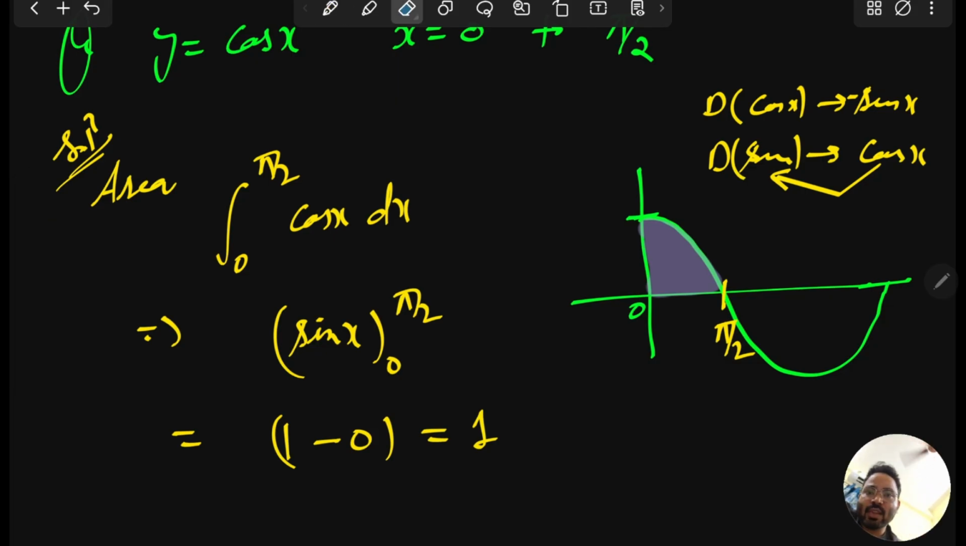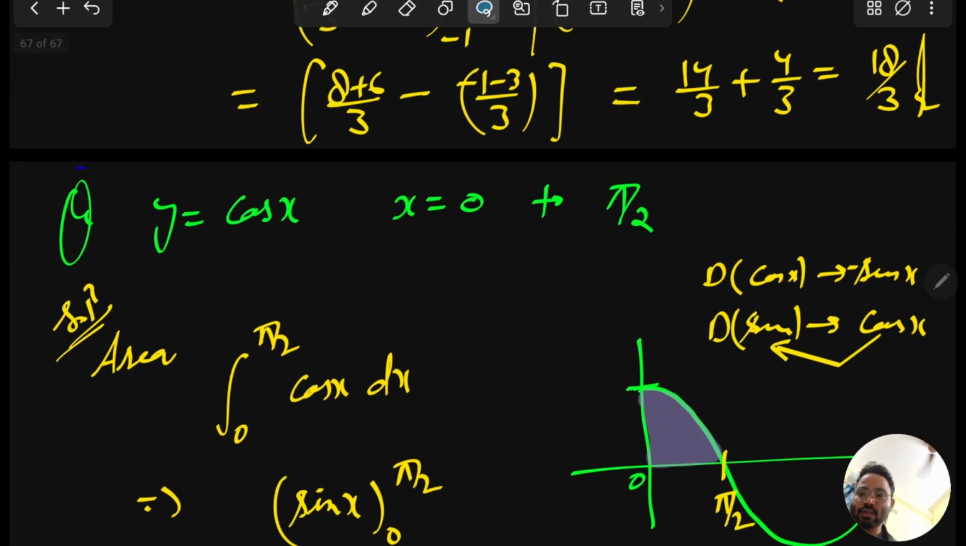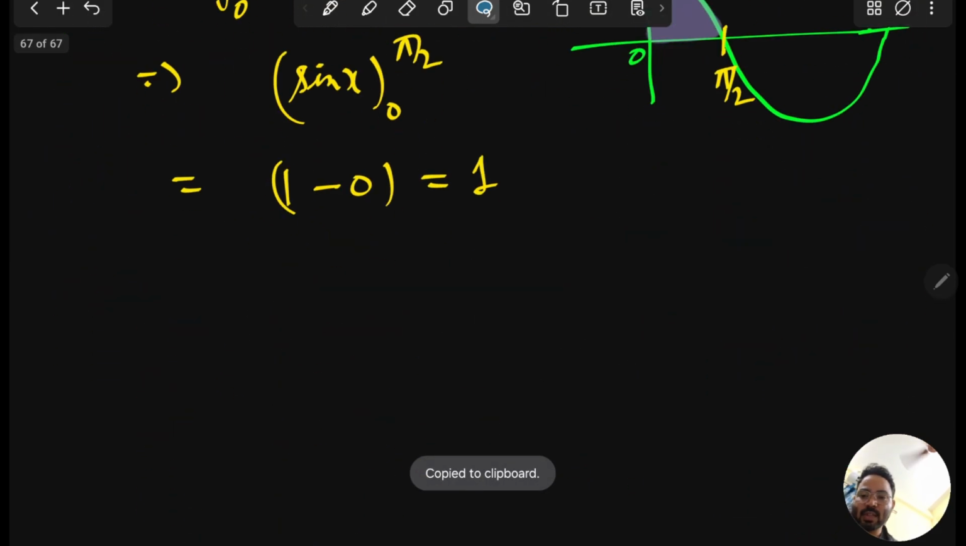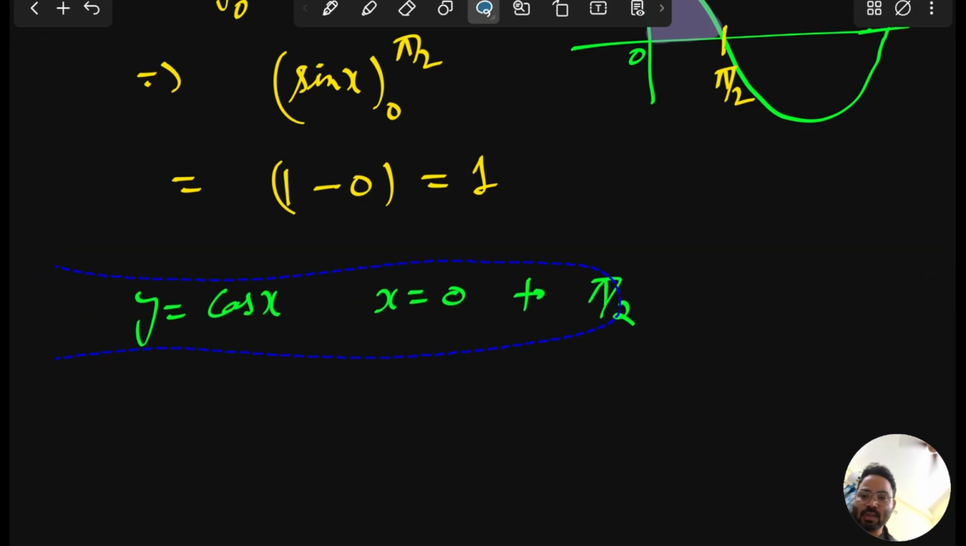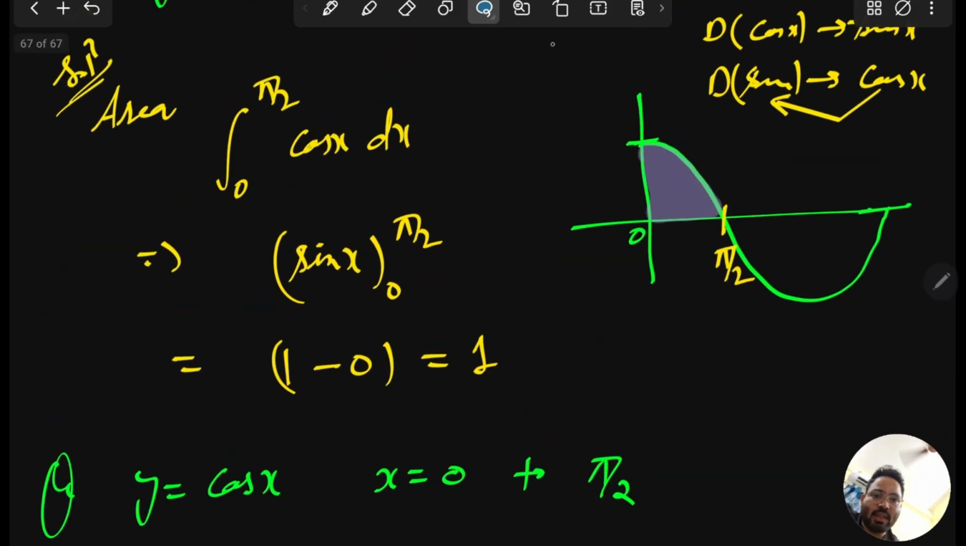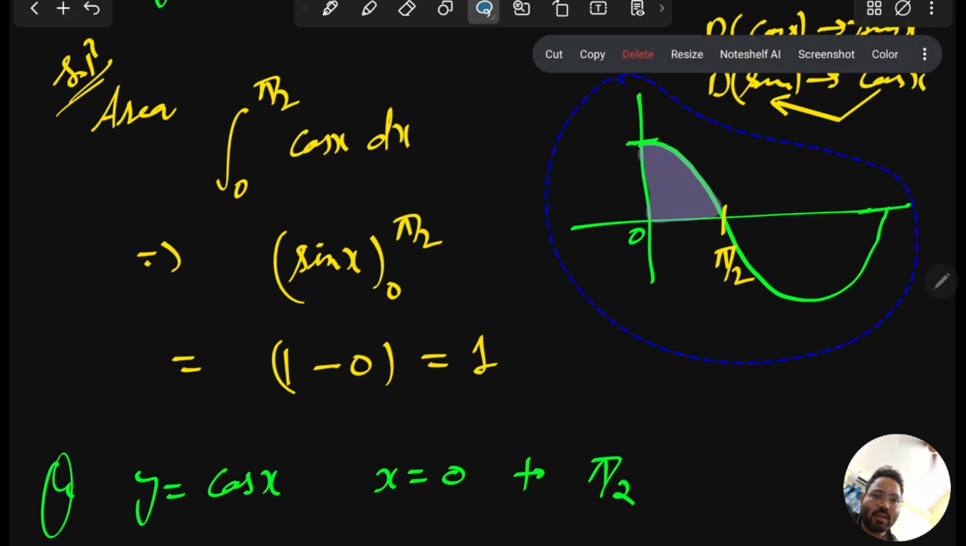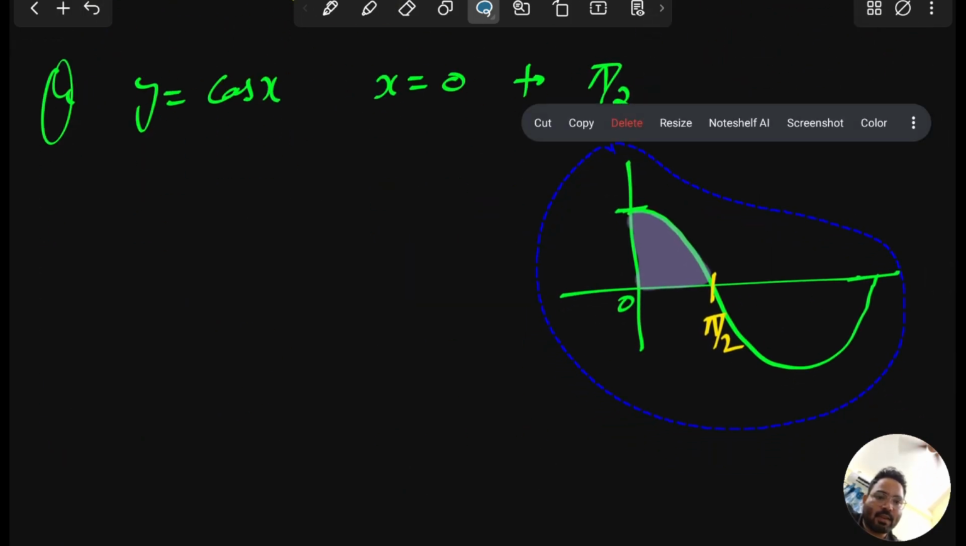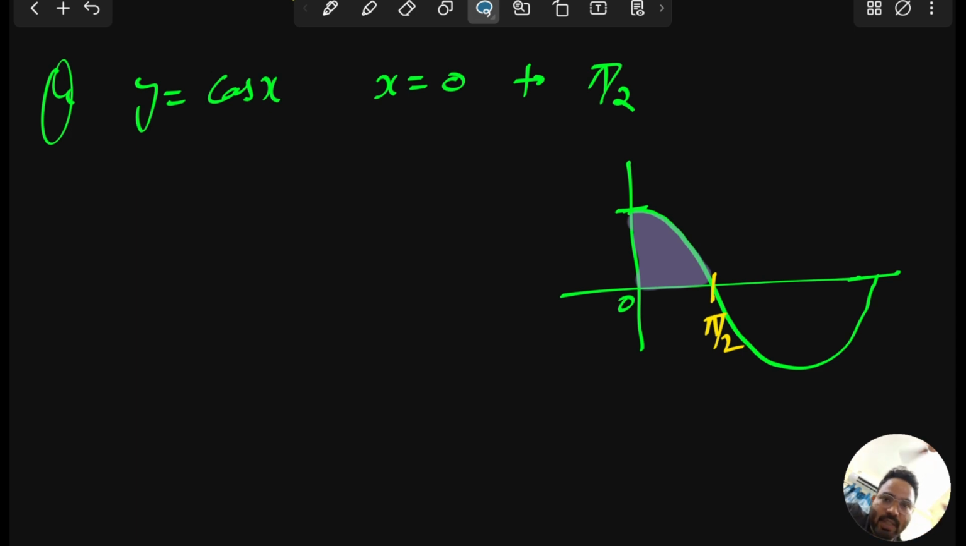Now if I make a little change in this question, just change the limit, see what will happen. Everything is the same. If I change the limit to 0 to pi instead of pi by 2, then what will happen?